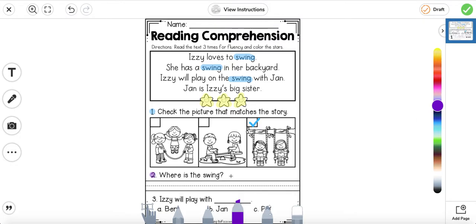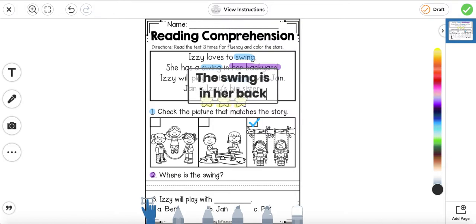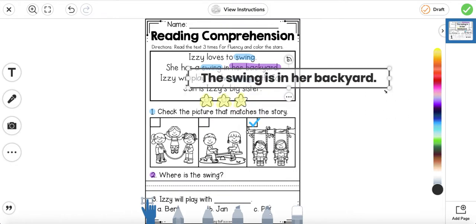Where is the swing? So let's go to the story. Izzy loves to swing. She has a swing in her backyard. So where is the swing? The swing is in her backyard. And when you're writing a sentence, remember you need to start with a capital letter and end in a punctuation mark. And when you read it, it needs to make sense. The swing is in her backyard.